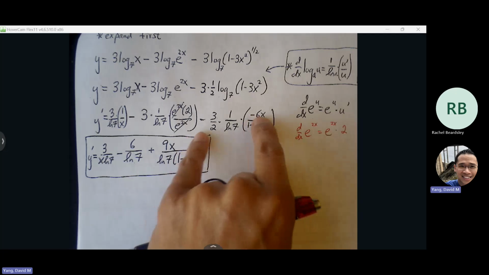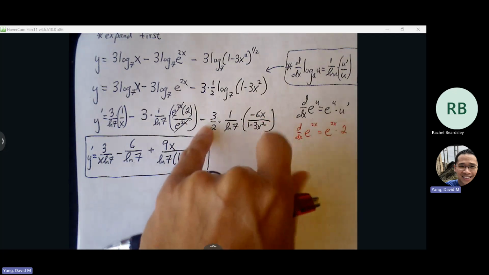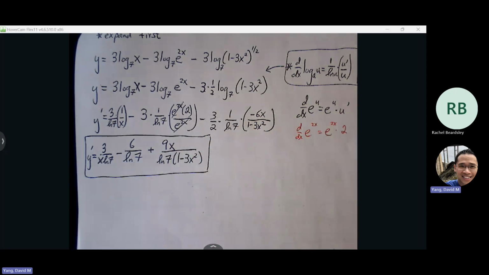I just simplified. I made 6 and 2 become 3, and then 3 times 3 is 9. But you don't have to. I just merged all the coefficients together.